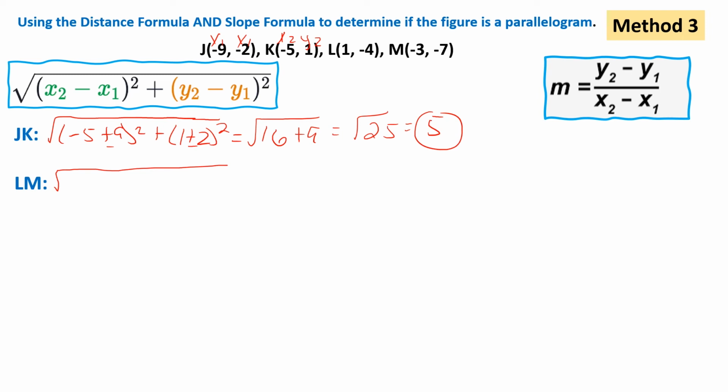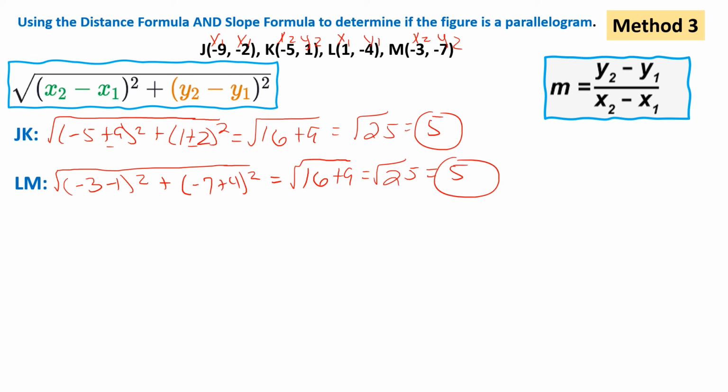Alright, so I'm going to label finding LM, x1, y1, x2, y2. Plugging it in, I get negative 3 minus 1 squared plus negative 7 plus 4 squared. Again, negative 3 minus 1 is, I'm sorry, 4. 4 squared is 16. Negative 7 plus 4 is negative 3. Negative 3 squared will give me 9. So again, we can see here that I get the square root of 25 and I have a length of 5 for both of these. So it's not enough to just show that they have the same length.